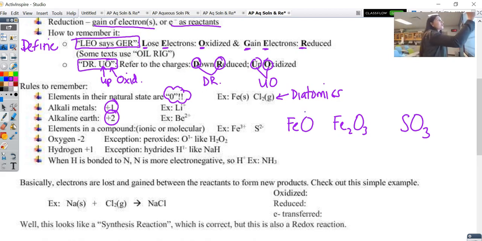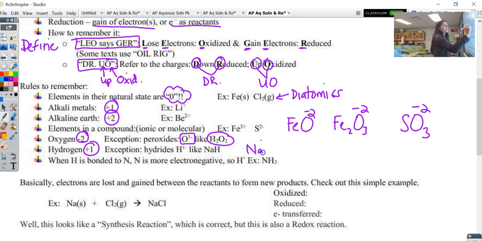Well, we know that oxygen's a -2 charge in all of these situations. None of these are peroxides. Let's look at what that is. Like H2O2, oxygen can have a -1 charge. Otherwise, oxygen's a -2. We also know hydrogen's a +1, except in hydrides, like if you did NaH, well, sodium's a +1, and so hydrogen must be a -1 to make this neutral, for example. Okay, and then I'll come back to the other exceptions.